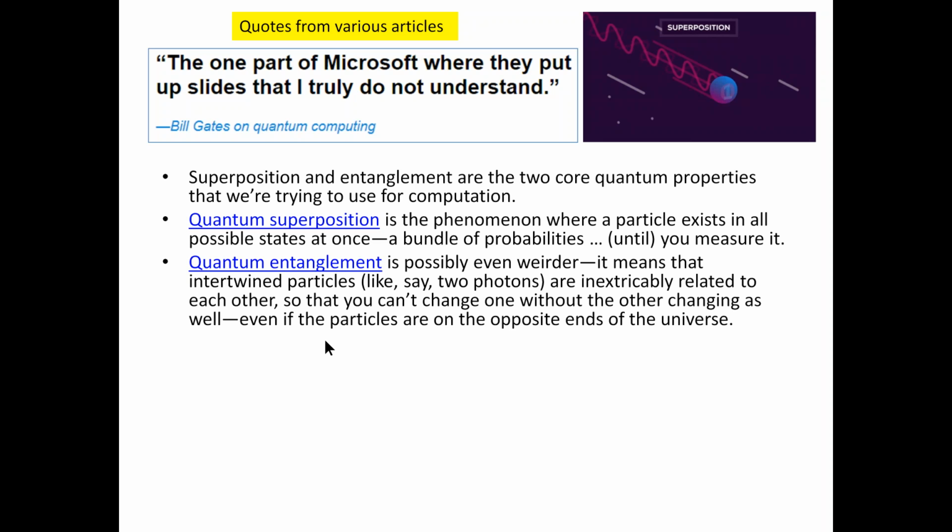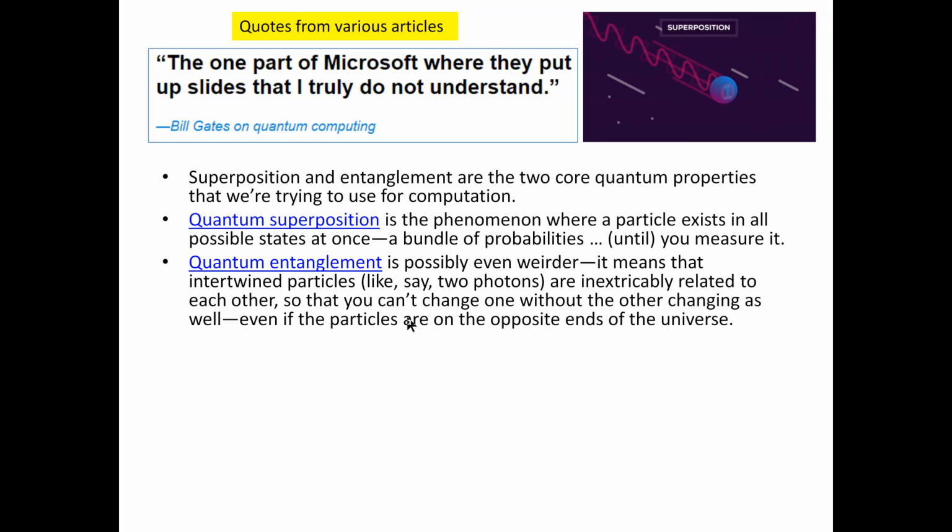And then quantum entanglement is the other key issue. And here, these are quotes. It means that intertwined particles, say two photons, or say information, are inextricably related to each other, so that you cannot change one without the other changing as well, even if the particles are on opposite ends of the universe, or interacted over different times.